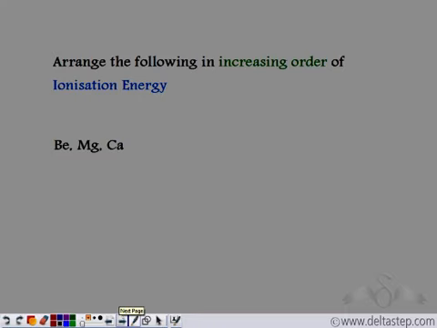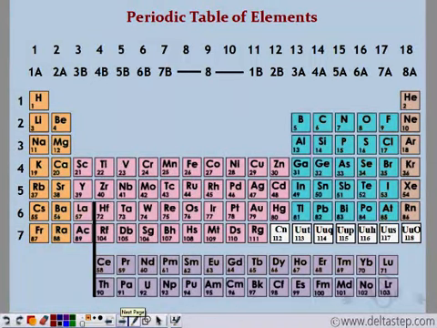So we have these three elements: beryllium, magnesium and calcium. We have to arrange them in the increasing order of ionization energy. Let's try to locate these three elements in the periodic table. So we have beryllium, magnesium and calcium. They lie in a group.